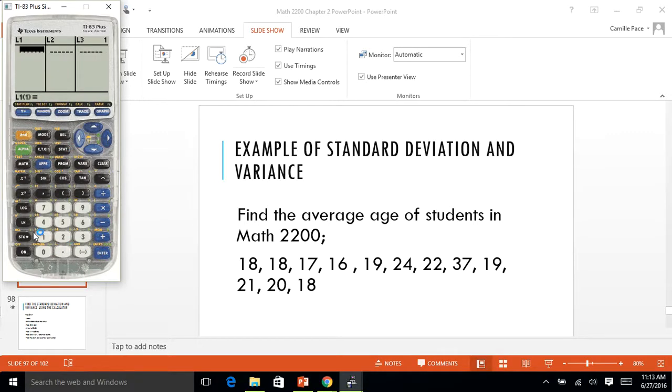So then I'm going to put 18. I'm going to do 18 again. I'm going to put all this data in there. 17. I'm going to do 16. I'm going to do 19. 24. 22. 37. 19. 21. 20. And then 18.